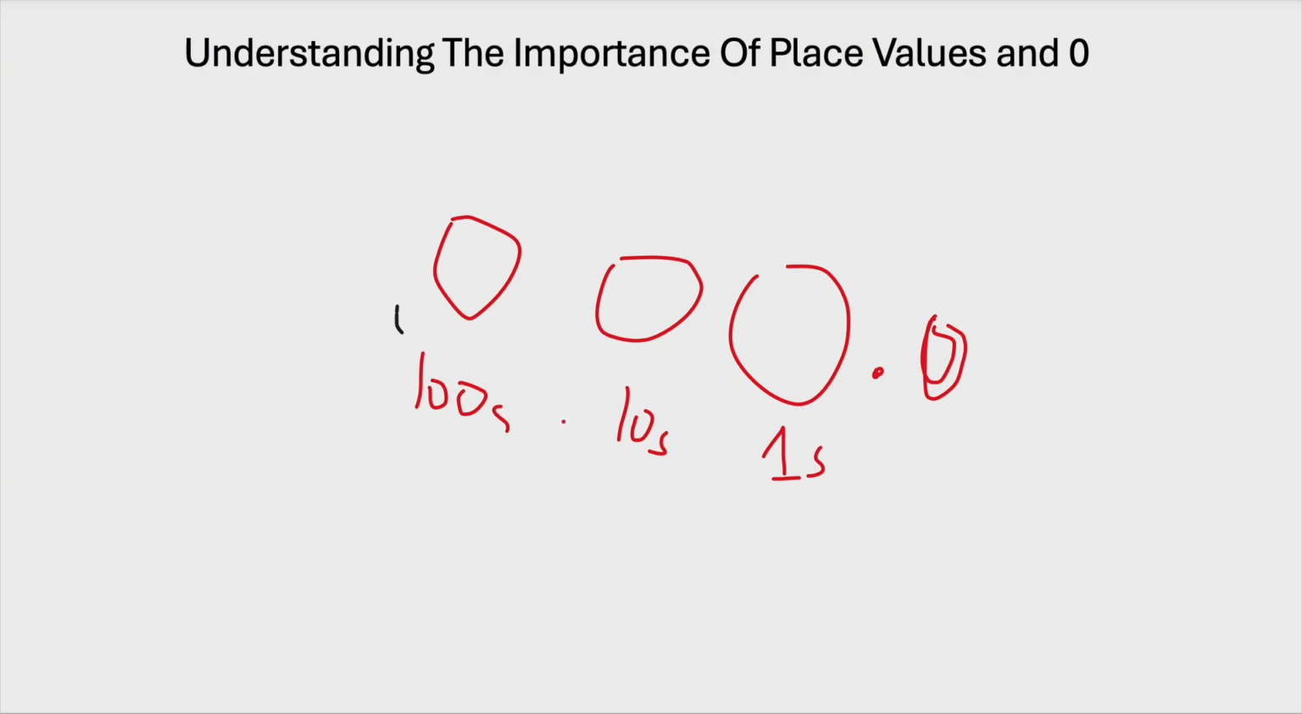An easy way to remember this is, if a number is in the ones place, you only have to write it with one digit. 1 is in the ones place. 7 is in the ones place. 8 is in the ones place, because you only have to write these with one digit.